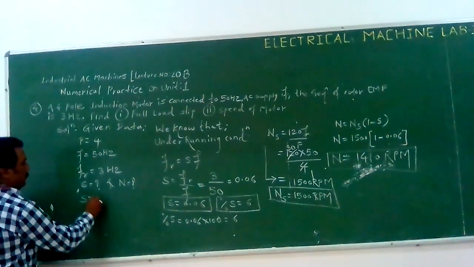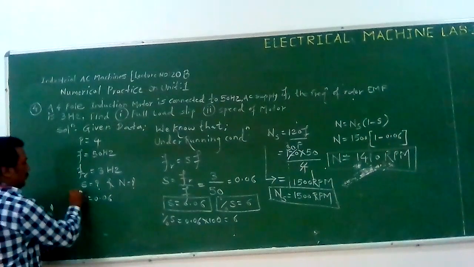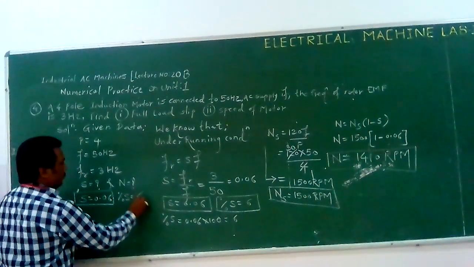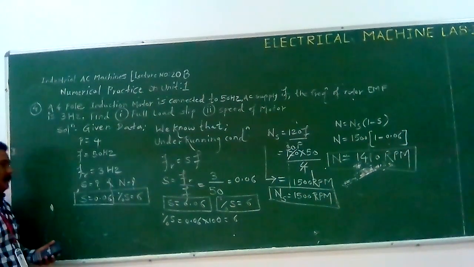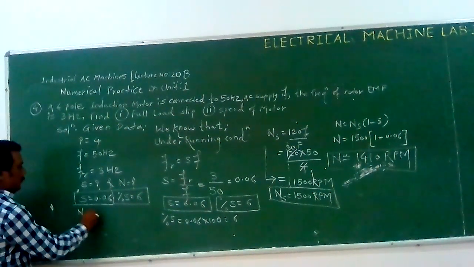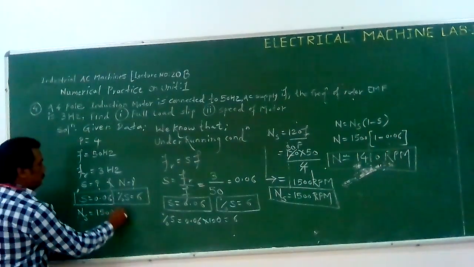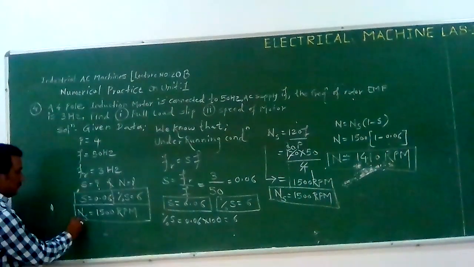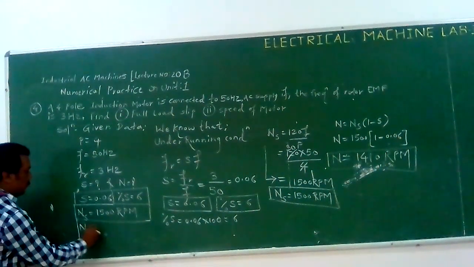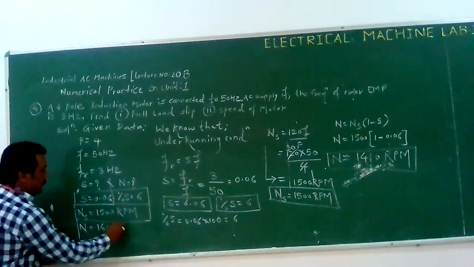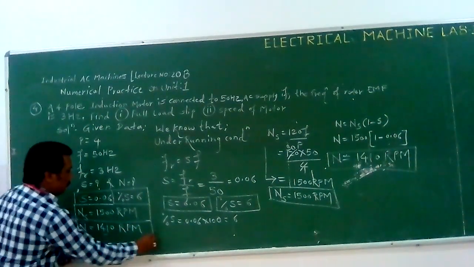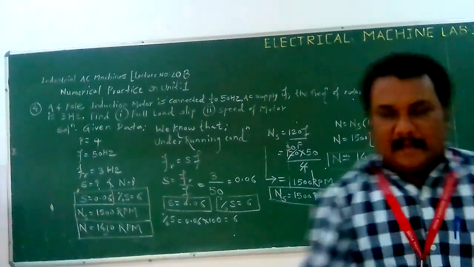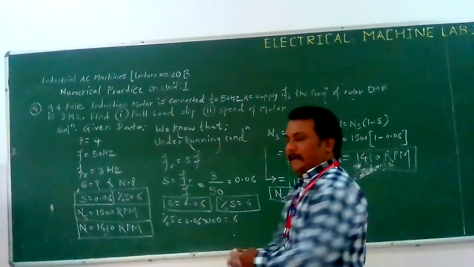So here writing the solution again. Slip is 0.06 as a fraction. Percentage slip is 6. Then Ns will be 1500 rpm, and by using Ns we calculated the actual speed, and it is 1410 rpm. That's it. From the given data we calculated here.